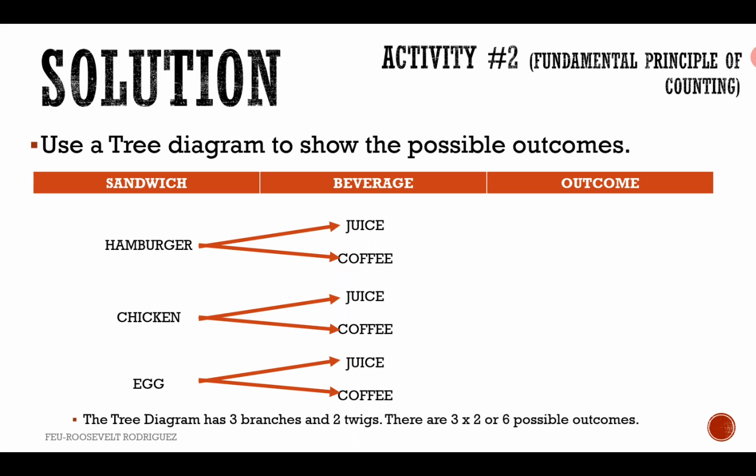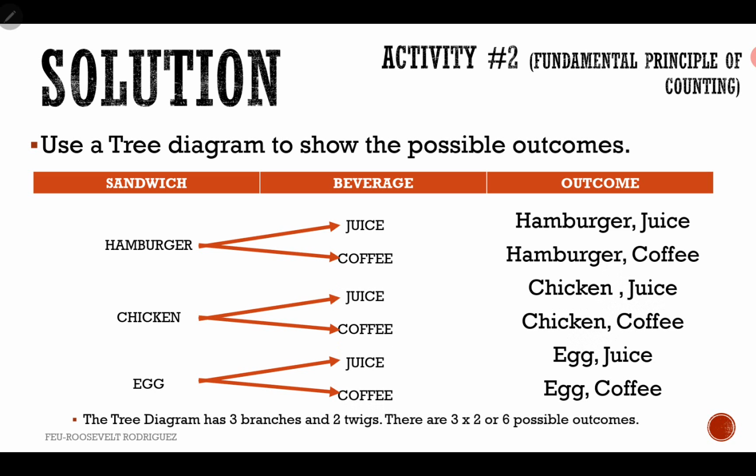So this time, with this tree diagram, kukunin natin yung lahat na possible combination na pwede nilang i-offer or possible mabili ng isang customer sa ice cream parlor na yun. So again, for our outcomes, we have this set of outcomes. We have hamburger juice, hamburger and coffee, chicken juice, chicken and coffee, egg juice, and egg and coffee. Okay? So this is our sample space for this given problem.